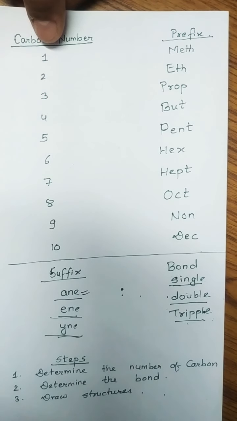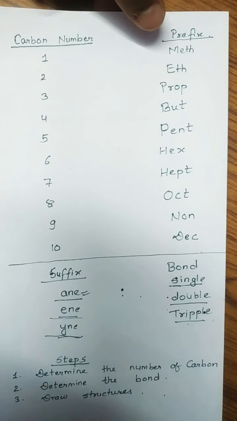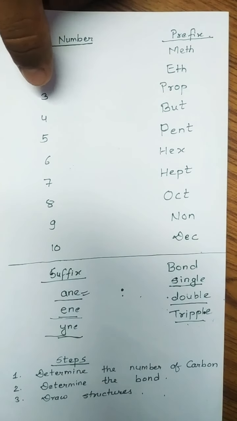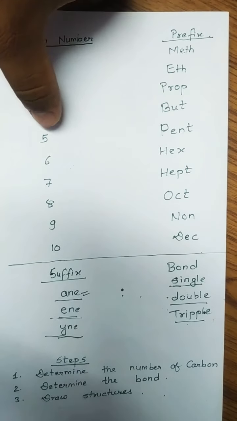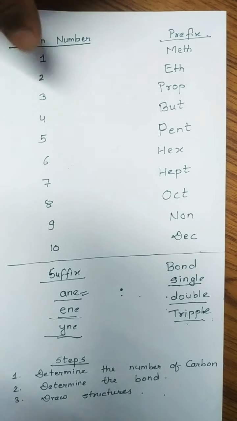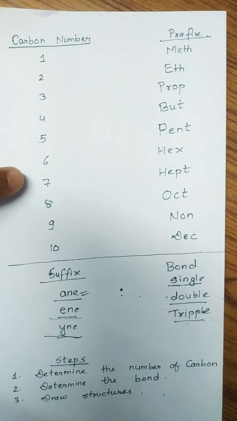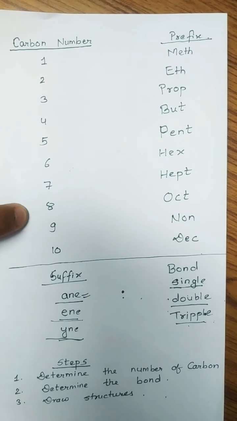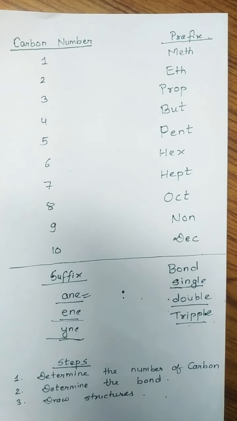If the number of carbon is 1, then meth is used. 2, then eth is used. 3, then prop is used. 4, then but is used. 5, pent is used. If the number of carbon is 6, then hex. 7, hept. 8, oct. 9, non, and 10, dec. There are more than 10 as well, but usually in class 10 you don't need more than 6. 6 is usually the highest number asked. Those are the prefixes.